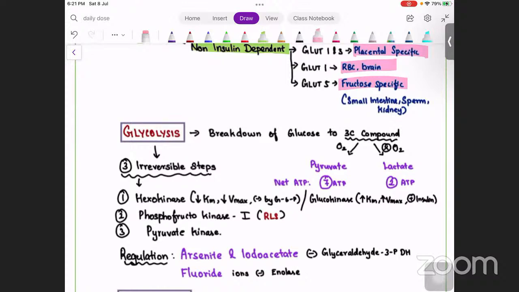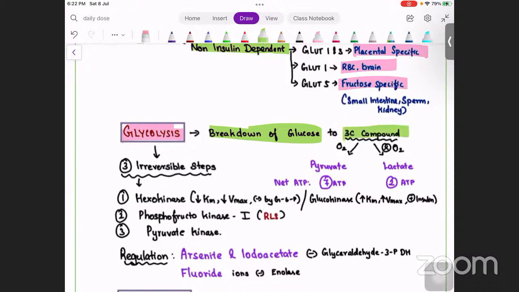So glycolysis. What is meant by glycolysis, people? Glyco and lysis. Lysis means breakdown. So, breakdown of glucose. Is it a complete breakdown of glucose? No. It's not the complete breakdown of glucose. You have to remember that it is the breakdown of glucose into 3 carbon compounds.